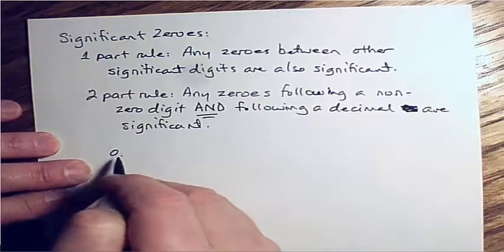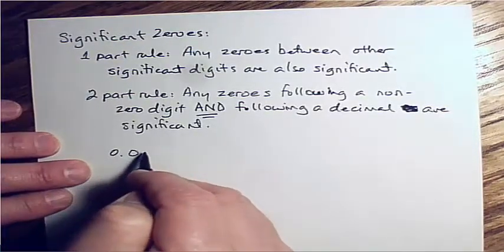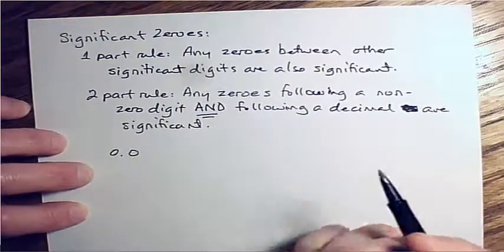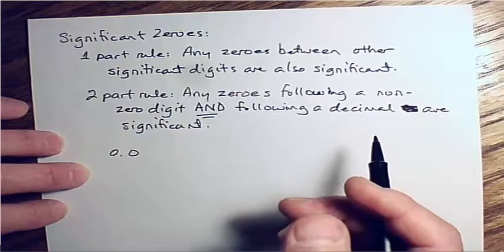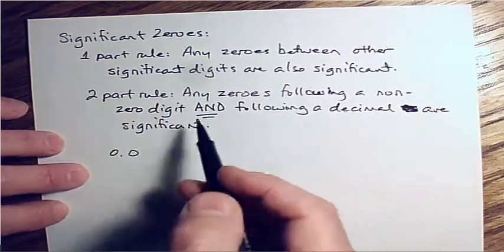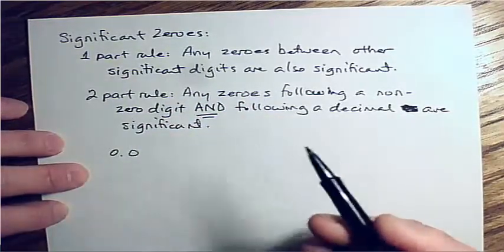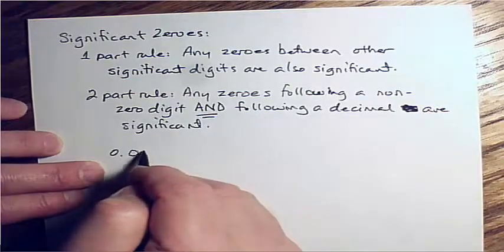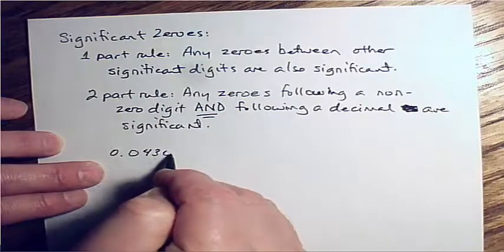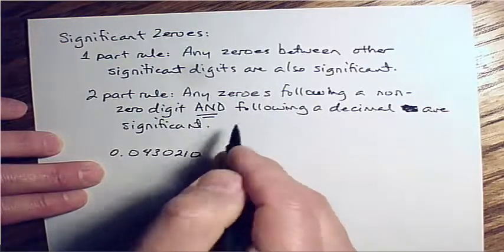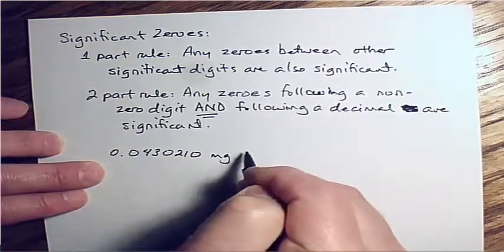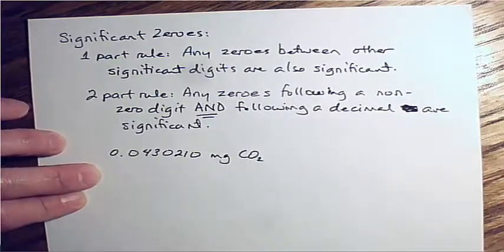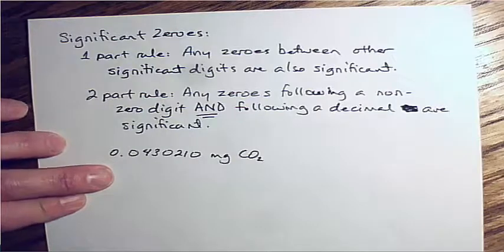Okay. How about we look at this number right here? We're going to analyze this number for significant digits. First of all, let me tell you this: as long as the rounding's been done, then all non-zero digits are significant. I didn't make that part of my significant digit rules, but you need to know that non-zero digits are significant. So here's the number: 430,210 milligrams of carbon dioxide.